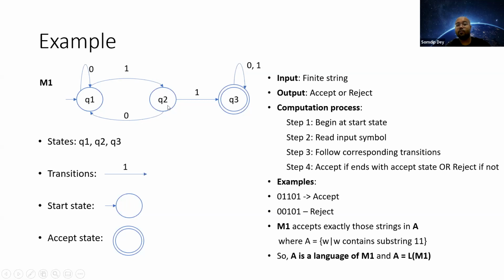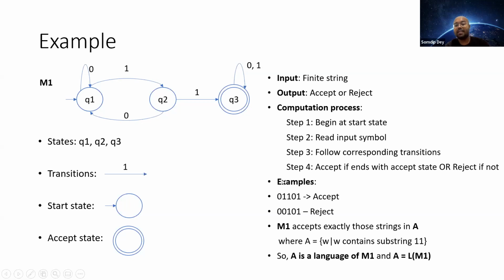So again, from Q2, if it is 1, it can move to Q3, which is the next state. So that is absolutely correct. Now from Q2, we move to Q3. And then if it is on Q3, it can move onto itself, like remain in the same state, if it is 0 or 1. So for 0 and 1, again, the final state is the accept state for this particular input string.